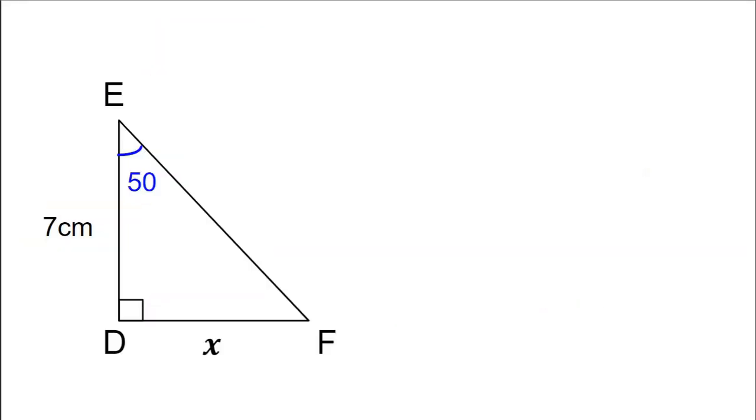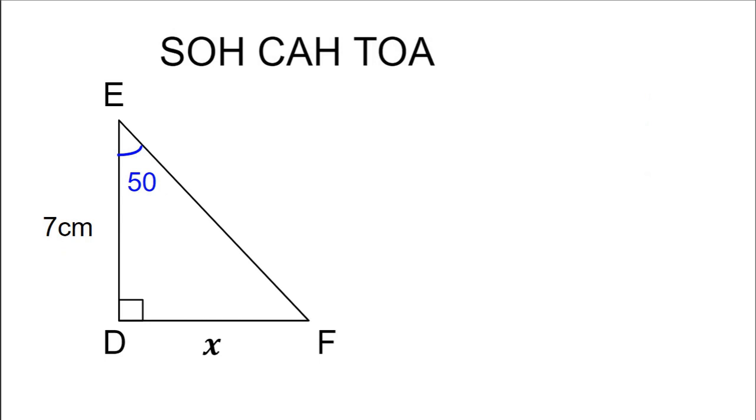Now let's look at another example, triangle DEF. Before you begin, it's usually good practice to write SOHCAHTOA on your page, just so you can refer to it. Now we're trying to find side length DF, which is x. We start off by seeing what we're given. So we're given side length DE, which is 7 centimeters. And this right here is adjacent to our angle, which is 50, angle DEF. Now what we're trying to find, side length DF, is opposite to our angle.